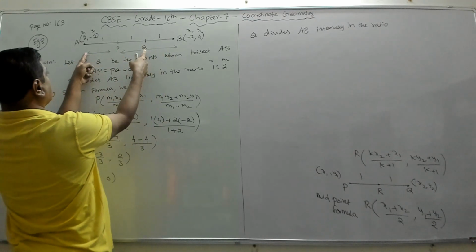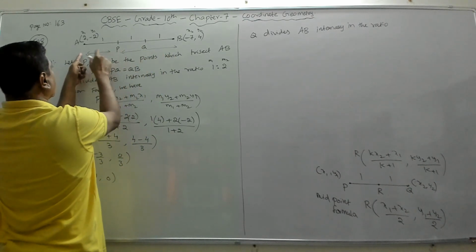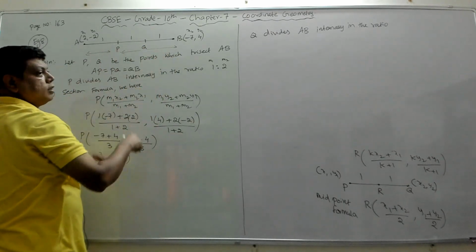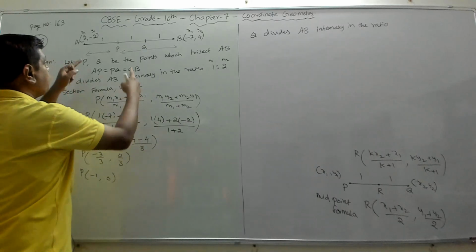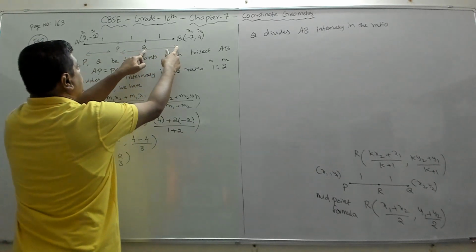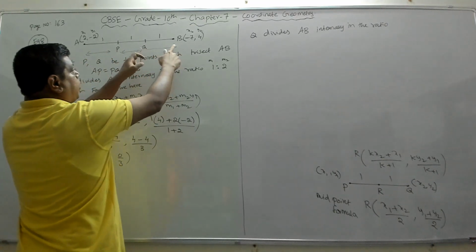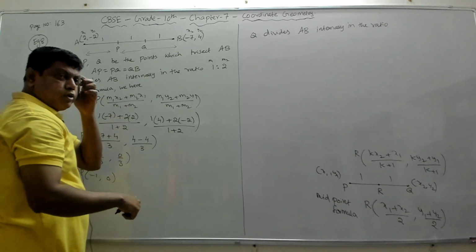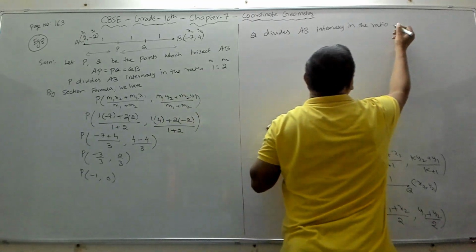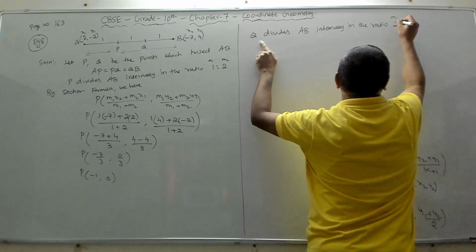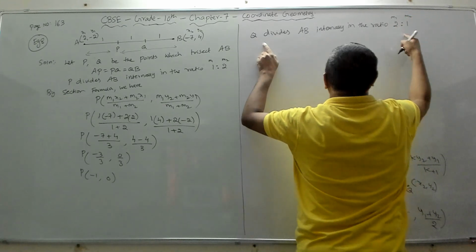So this is 2. How is this 2? Because this is 1, this is 1, totally 2. Plus this is 1. So 2 is to 1. So your M1 is 2, your M2 is 1. The length of AQ is 2, QB is 1. So the ratio is 2 is to 1. So Q divides AB internally in the ratio 2 is to 1. Now to find Q, we have to use M1 as 2, M2 as 1 in the section formula.